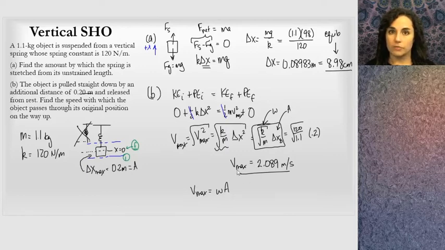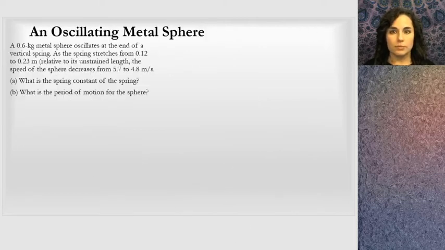So that verifies, they verify one another. The next example I called an oscillating metal sphere. A 0.6 kilogram metal sphere oscillates at the end of a vertical spring. As the spring stretches from 0.12 to 0.23 meters relative to its unstrained length, there should be a parenthesis there, the speed of the sphere decreases from 5.7 to 4.8 meters per second.